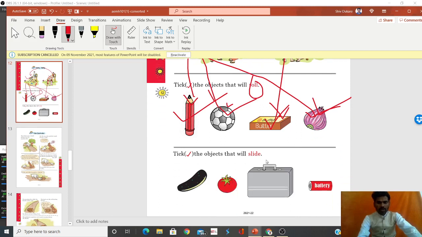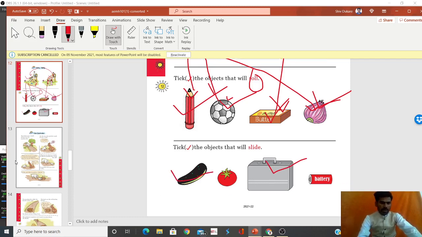Hit the object that will slide. So this will slide and this will slide, these two will slide. Okay.